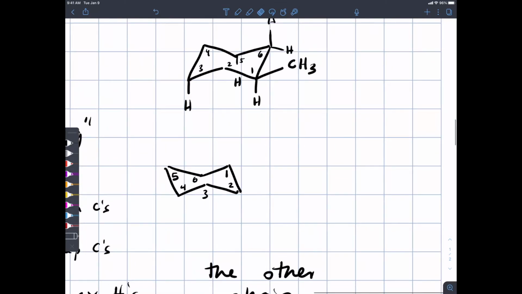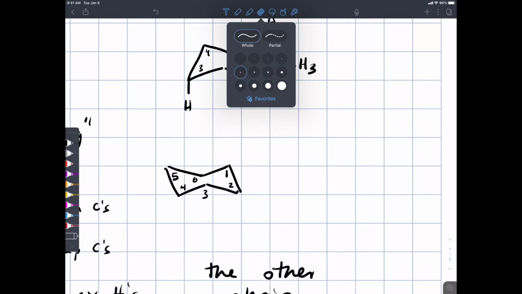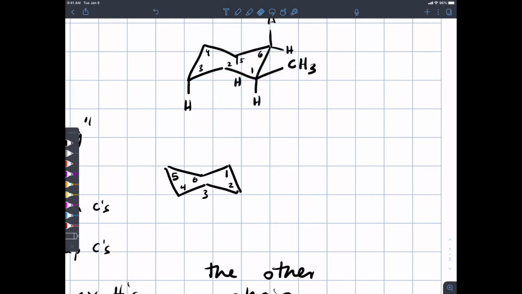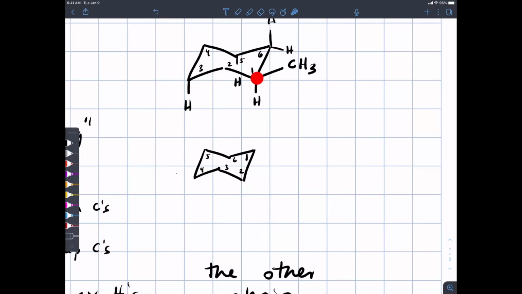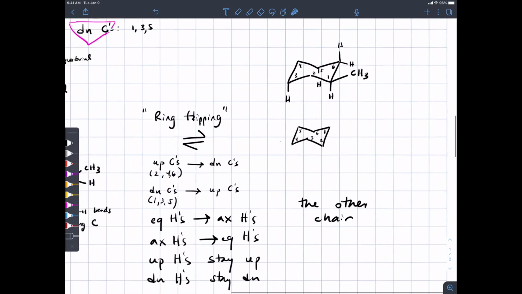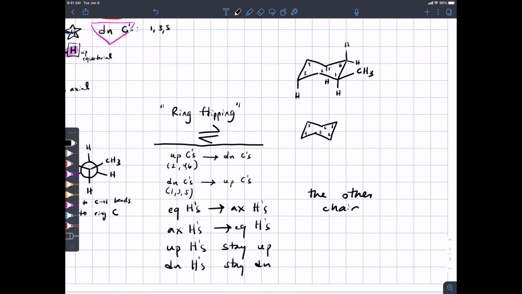I've drawn the chair. Oh, I told you I was going to draw it in the same way, then I went ahead and didn't. Okay, fine. Sorry about that. Okay, I'm simply going to put 1 here, 2, 3, 4, 5, and 6. All right, so carbon 1, which used to be down, is now an up carbon. I'm going to show you with a model how that happens, but for right now, let's just work with these guidelines for flipping chairs.